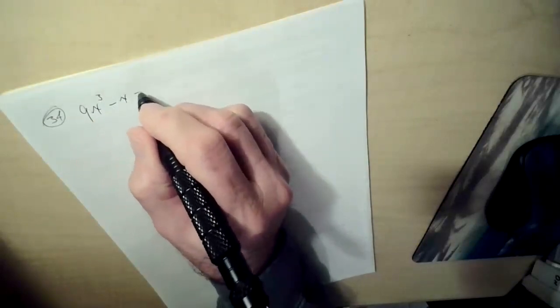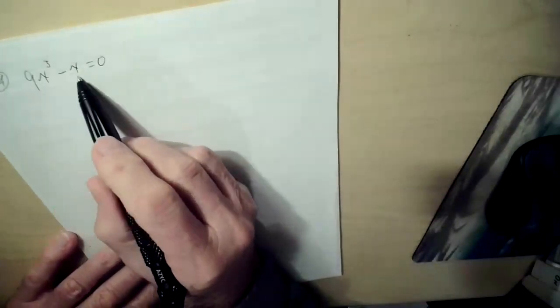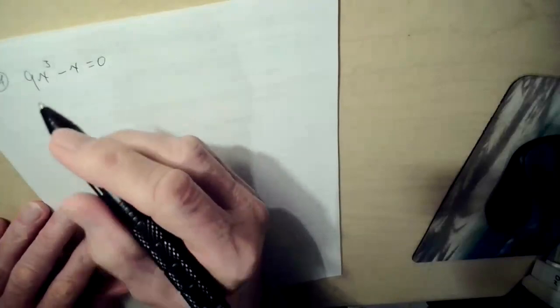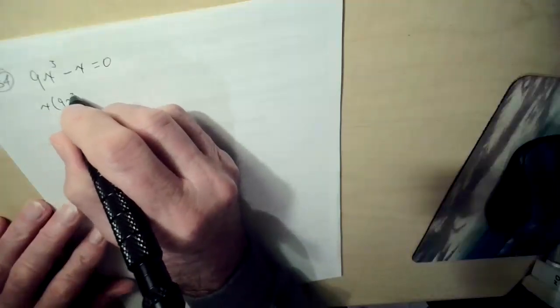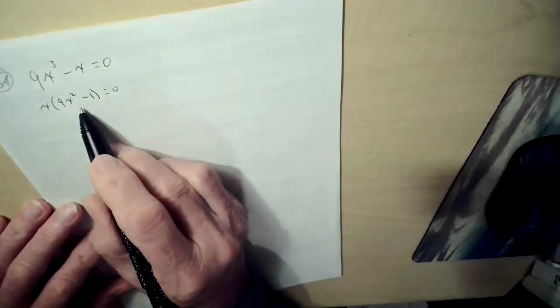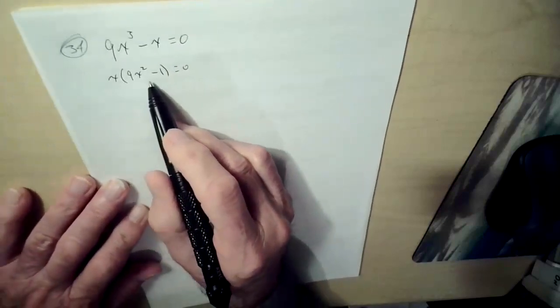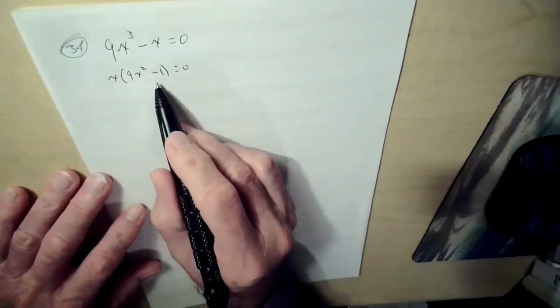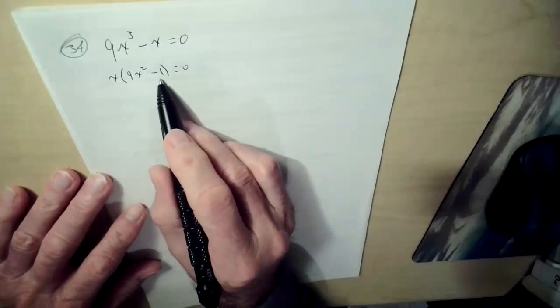What if we have 34 is 9x cubed minus x equals 0? Do we have the difference of cubes? No. So what can we factor out of each one of these terms here? X times 9x squared minus 1 equals 0.